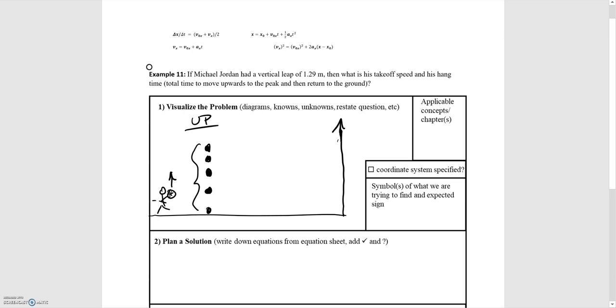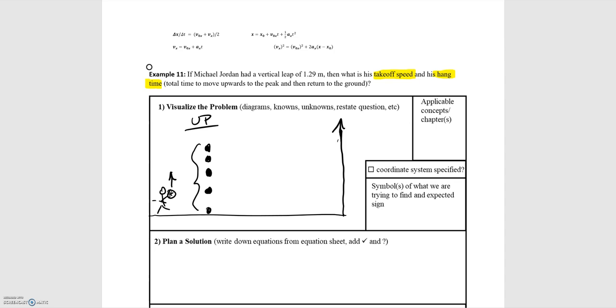In this video, we'll be going over example 11 from the note packet. If Michael Jordan had a vertical leap of 1.29 meters, then what is his takeoff speed and his hang time? So we're asked to find two things, the takeoff speed and the hang time, where the hang time is the time that it takes for him to go up and then return back to the ground.